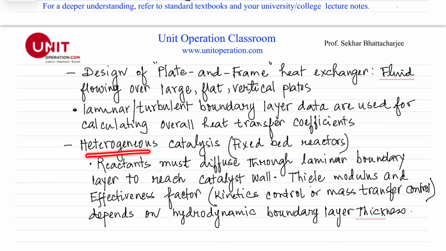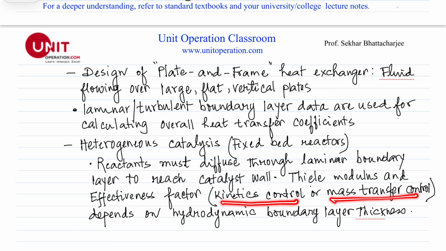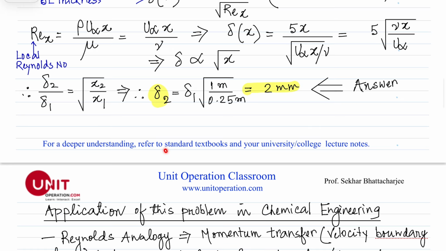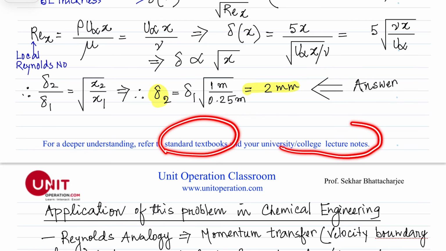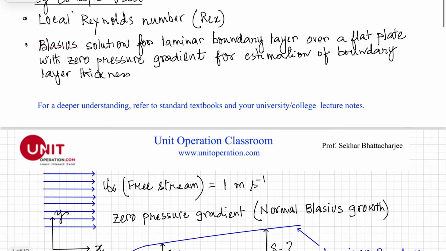Again, for heterogeneous catalysis, let's say fixed bed reactors, reactants must diffuse through the laminar boundary layer to reach the catalyst wall. Thiele modulus and effectiveness factor, that is, whether it's a kinetically controlled or mass transfer controlled reaction, depend on the hydrodynamic boundary layer thickness and, of course, the concentration boundary layer thickness. Okay, so there are a lot of important applications of this boundary layer. What I would suggest is that you read any standard textbook, and I'm sure your university and college lecture notes. So anyway, the answer to your problem is 2 mm.